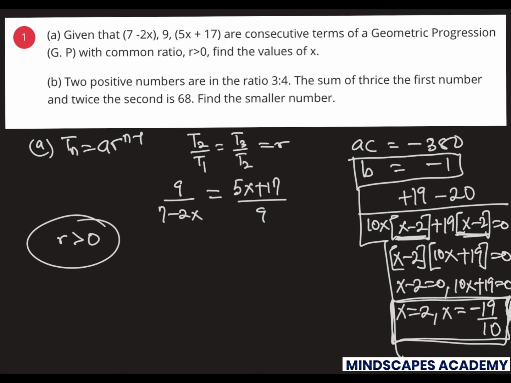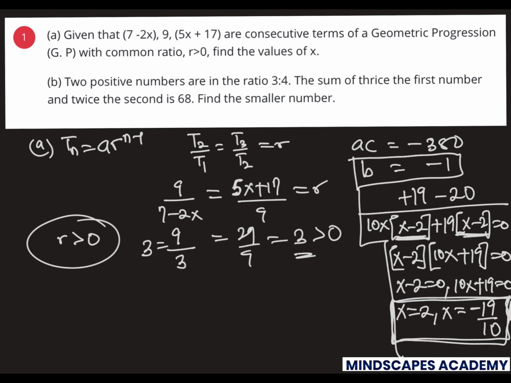So you can check when x equals 2, it works, right? This is our ratio. When x equals 2, this will be 9 over 7 minus 4, that is 3, which is 3. And what do we have here? If x equals 2 here, that is 27 divided by 9, which is 3, right? So the common ratio is 3, which is greater than 0.